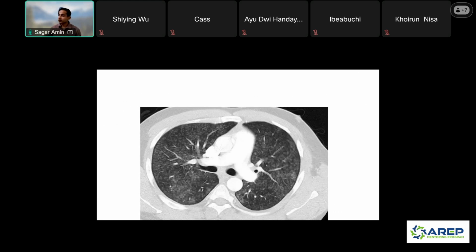All right, so this is a CT image. Anyone have any thoughts of what this could be? Feel free to put it in the chat box, or if you want, you can unmute and describe it.